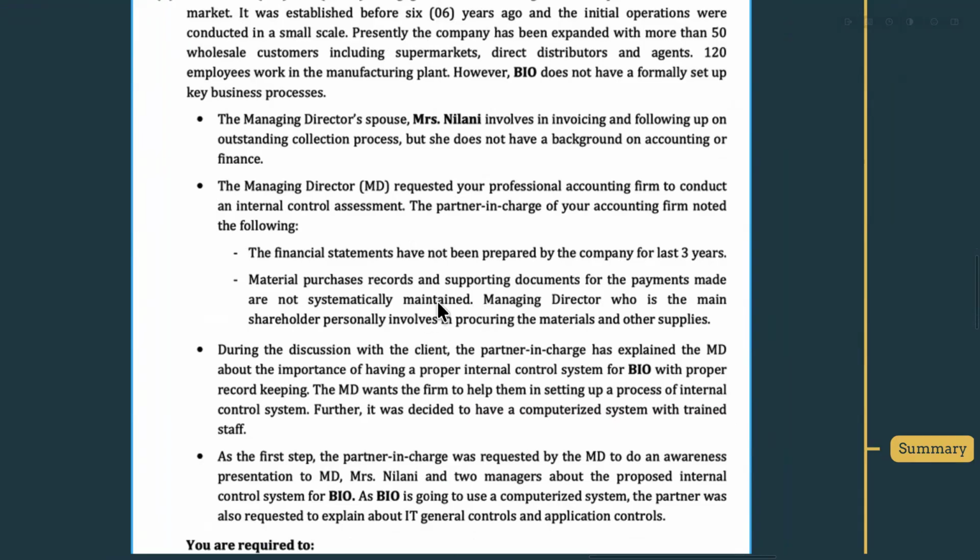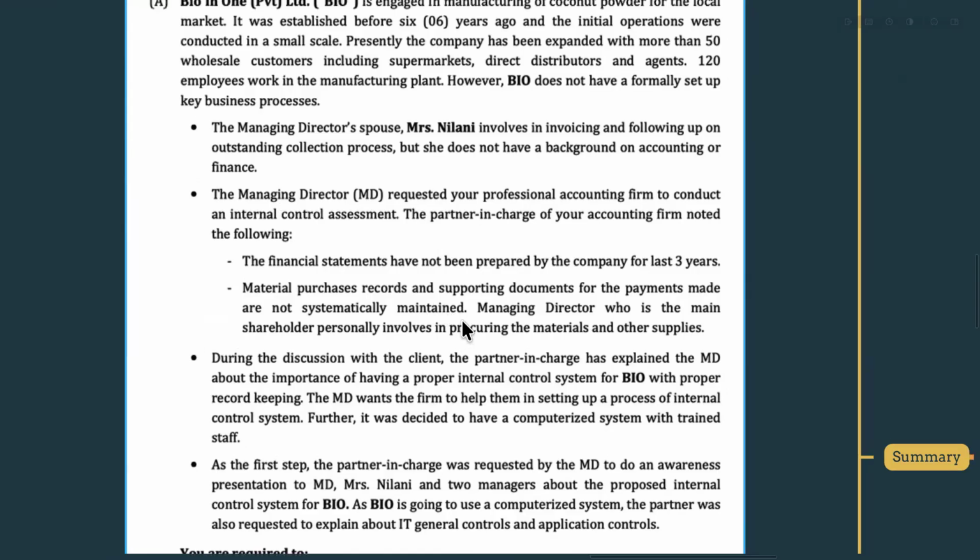Material purchase records and supporting documents for the payments made are not systematically maintained. So there are no GRNs, no purchase orders, no invoices attached, all three things. Normally, my dears, in companies with proper internal control, if you are going to audit, they will attach the purchase order, the GRN, the invoice, even the check copy they have issued to those people. Even sometimes the bank statement amount deducted. They will keep all these documents in one clip. So, not systematically maintained. The managing director, who is the main shareholder, is personally involved in procuring the materials and other supplies. So there is no segregation of duties.